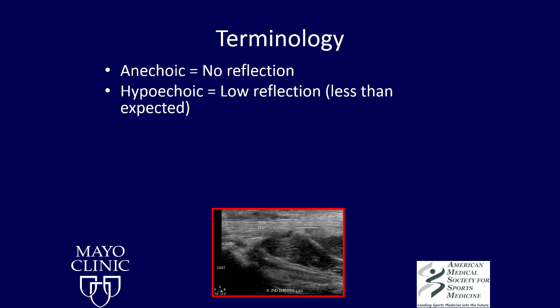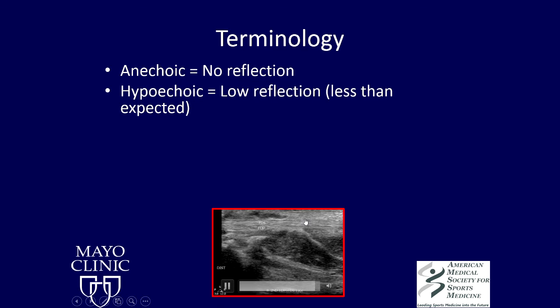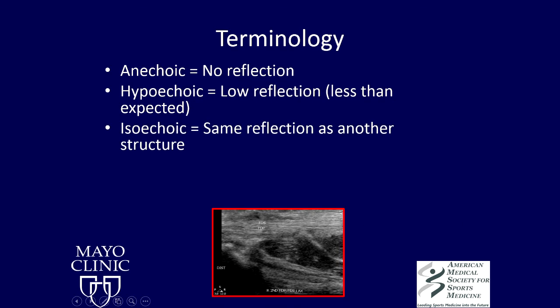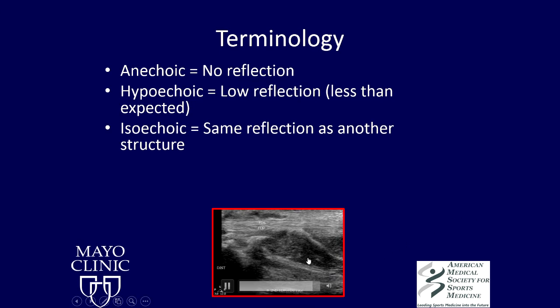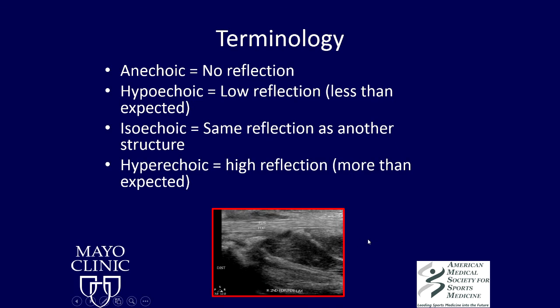So on this picture, this area down here is anechoic. Hypoechoic means that it has low reflectivity, so it'll be darker. So this is hypoechoic relative to this tissue here, which is a brighter or lighter gray. Isoechoic means that two structures have the same reflectivity, so this is isoechoic to this area right here. And hyperechoic means it's brighter or has an increased reflectivity relative to another structure. So this, which is a tendon, is hyperechoic relative to this structure, which is a muscle.